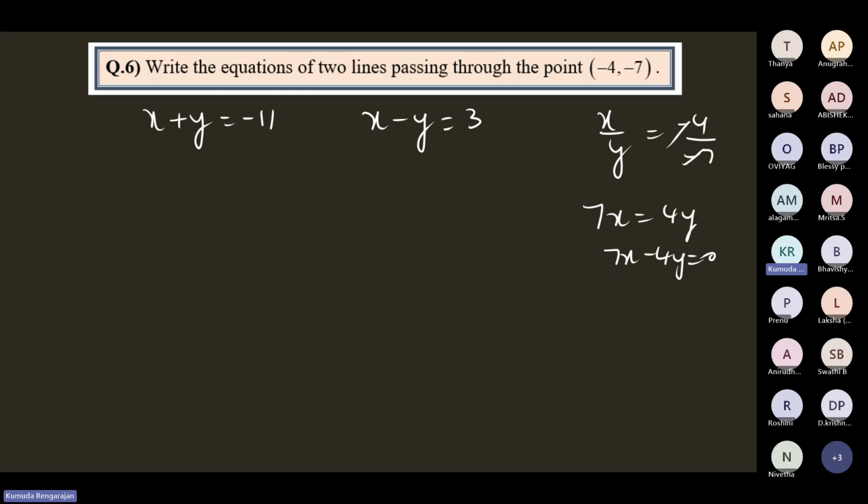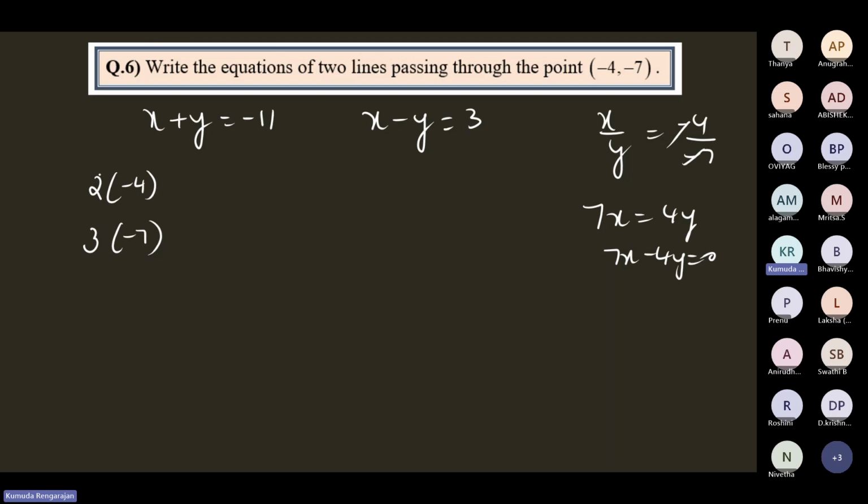Now these are 3 equations. Now if you want to write many more, if you want to write 10 equations, how to do that? Simply multiply. -4 is the x value, say you multiply by 2. And -7 is the y value, say you multiply by 3.